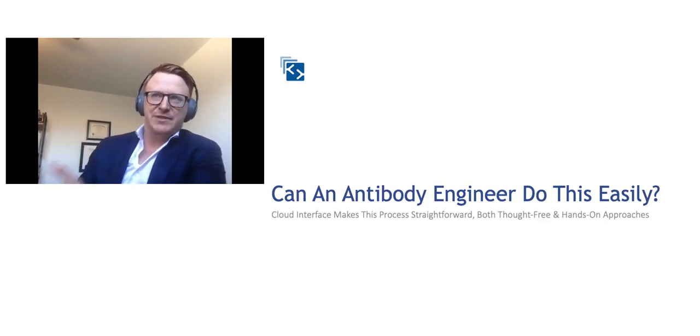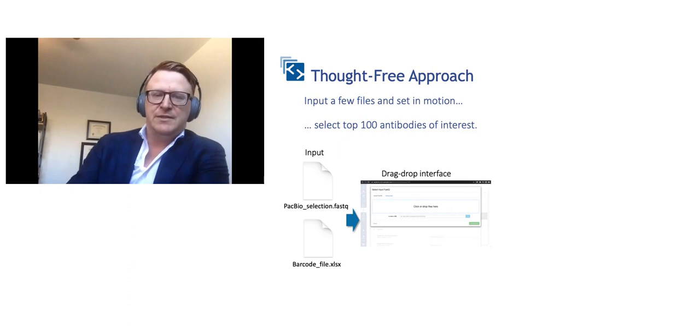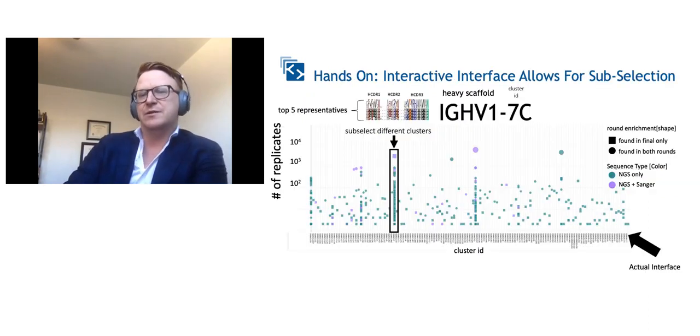It sounds kind of cumbersome to cluster sequences, put this through NGS, do the barcoding. And again, the cloud-based platform enables this in a thought-free manner. So all you have to do is take your output from NGS, which is a FASTQ file. You input your barcode file. You have the option to select the top 100 antibodies of interest. You can drag and drop this into our user interface in the cloud, and then basically set go, and it will maximize diversity according to the underlying population, and eliminate biophysical or sequence-based liabilities of interest to you.